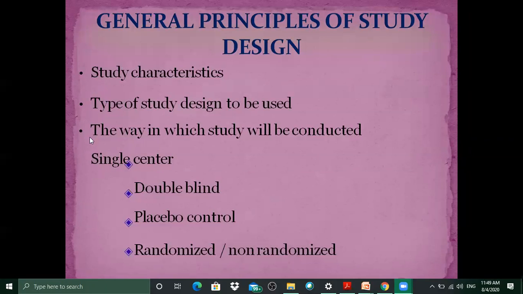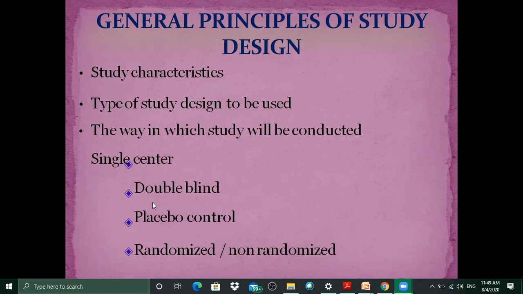Then the way in which the study will be conducted: single center, meaning it will be conducted at a single center only. I told you before also, if I want to do the study on 500 subjects, it may not be possible for a clinical research organization to enroll 500 people at a time. They have a facility for only 250 people. So 250 people will be enrolled in one facility, and 250 people will be enrolled into another clinical research organization. Whether you want to make it a multiple center study or a single center study, that is up to you.